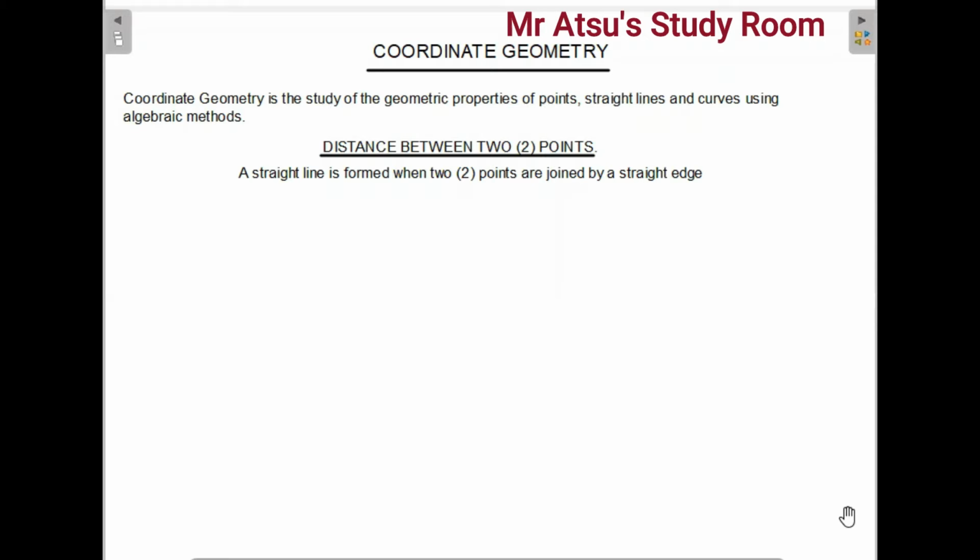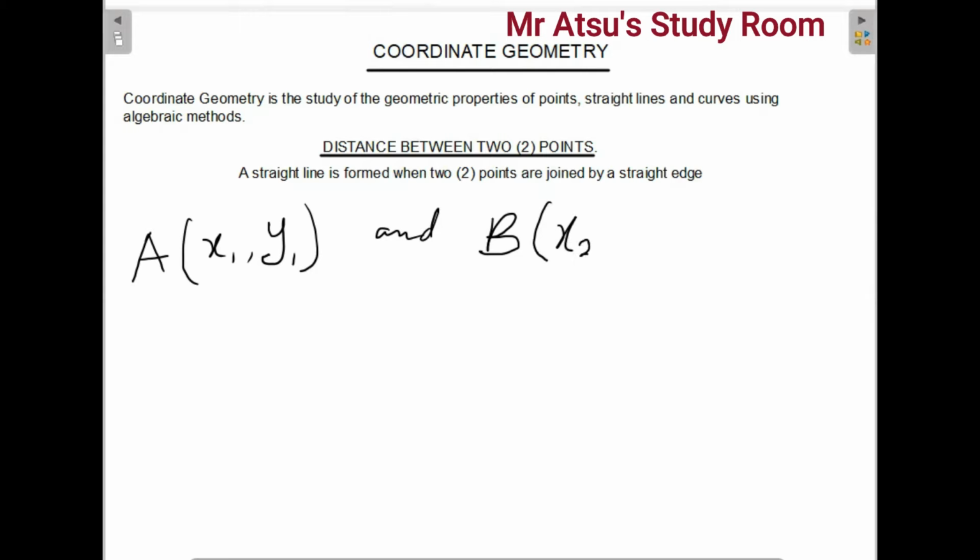That is the length of a straight line. And we just have the definition of a straight line there. A straight line is formed when 2 points are joined by a straight edge. Taking two arbitrary points A and B, with A having coordinates x1 and y1 and B having coordinates x2 and y2, we can represent that on the Cartesian plane.